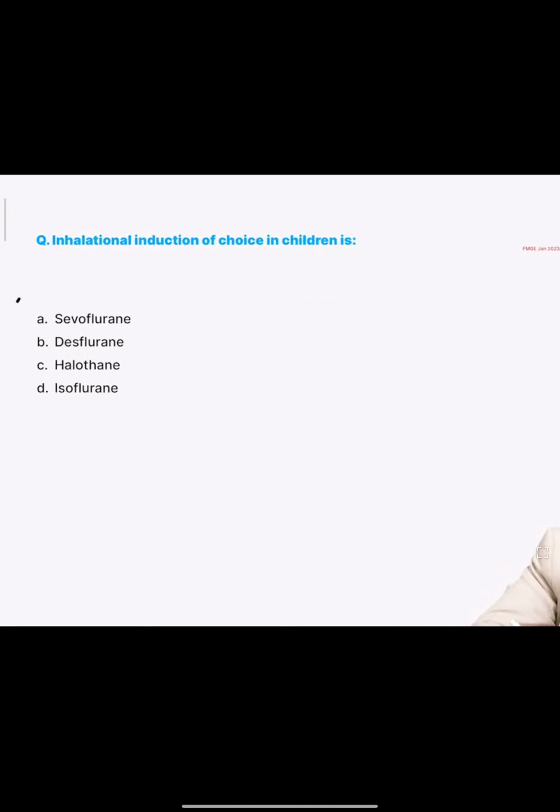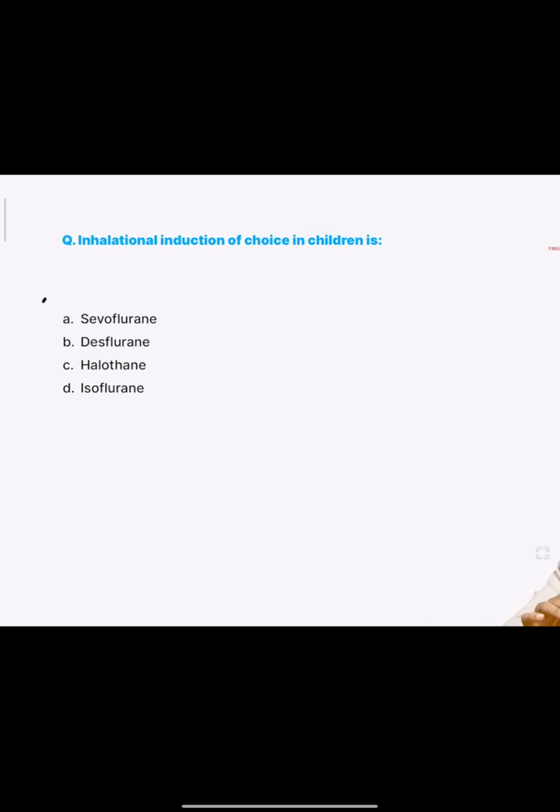Next, guys, inhalational induction agent of choice in children is, remember guys, normally for any induction of anesthesia you go for IV induction, but if you are going for inhalational induction, then you need to give only one agent, and that too in children it is always sevoflurane. Sevoflurane is used for inhalational induction. Why? Because it has a sweet odor. If Sevo is not there, you can also go with halothane, but always remember sevoflurane. Desflurane cannot be used. Why? Because it causes airway irritation and all.